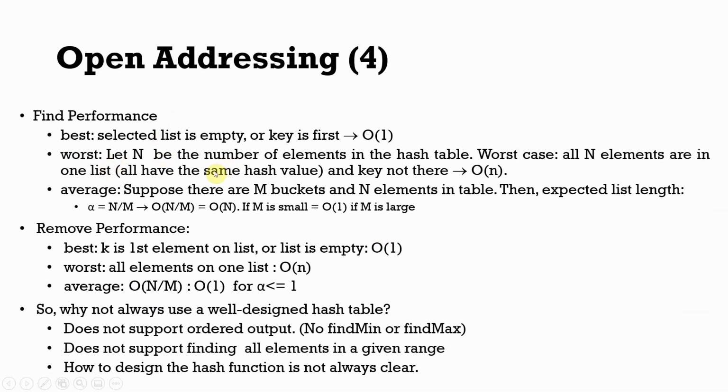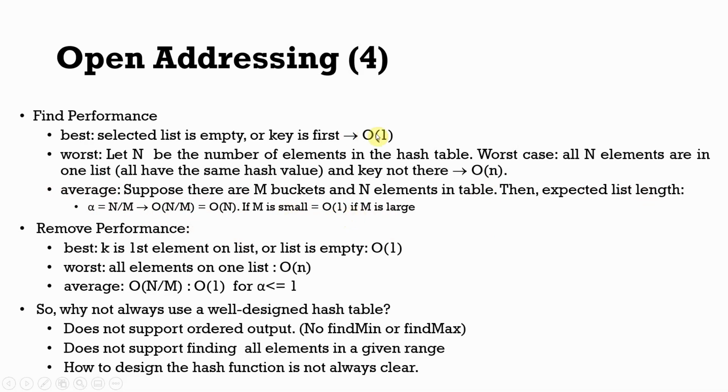And the average: suppose there are m buckets and n elements in the table. So n is the number of elements in our key set, and m is the size of our table, sorry. Then the expected list length is going to be order of alpha. Alpha is our loading factor, right? So on average, it's going to be on the order of alpha. We're going to go through more details about it and see the exact values, but keep in mind that if alpha is small, then we can reach constant time complexity.